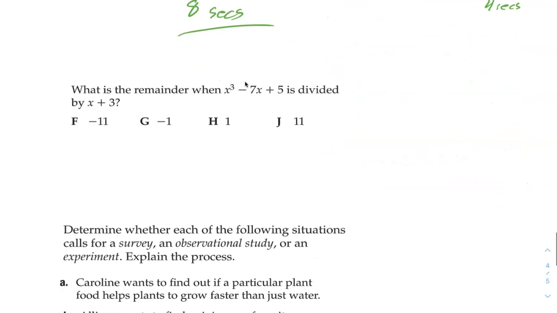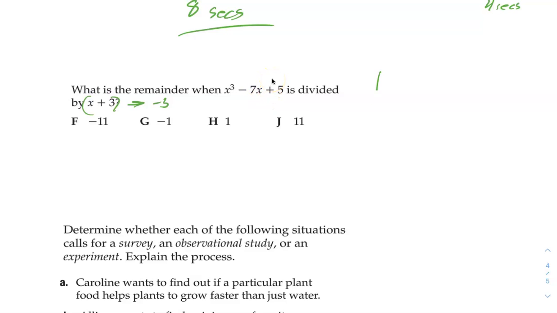Okay, next one. What is the remainder when x cubed minus 7x plus 5 is divided by x plus 3? The remainder theorem. Remember, there are 2 ways to find the remainder. One is you could just plug in the opposite. Now it's x plus 3, so in that case we use negative 3. You could sub in negative 3 into this, and that'll get you the remainder. So the remainder theorem says.